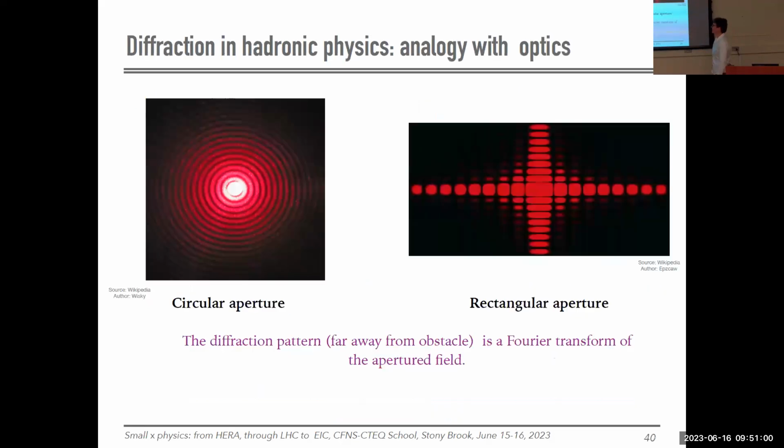This is very similar to what you have in diffraction in optics. If you have a diffraction on a circular aperture, you see this diffractive pattern. If you have a rectangular aperture, you have something like that. And if you look at your diffraction pattern, it is essentially like a Fourier transform of the aperture field, and it tells you the structure of what is happening at the obstacle.